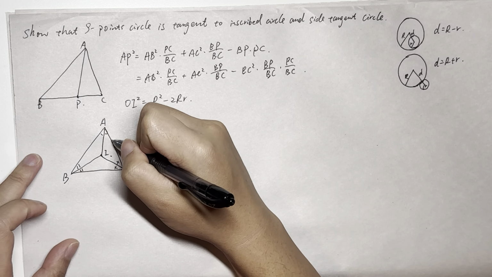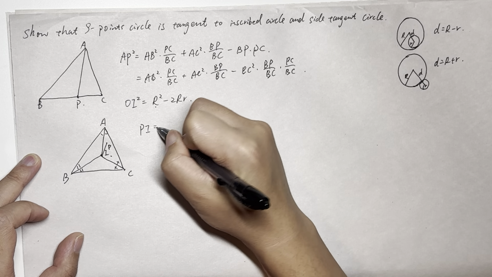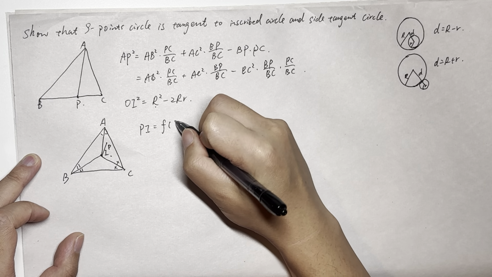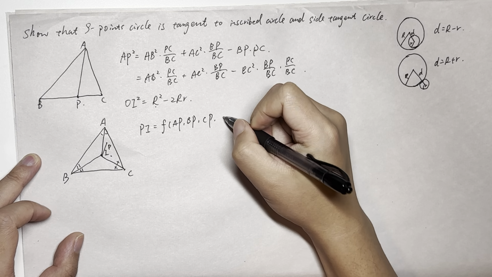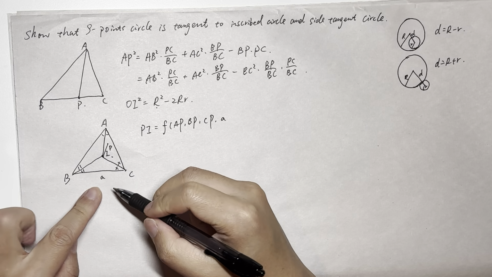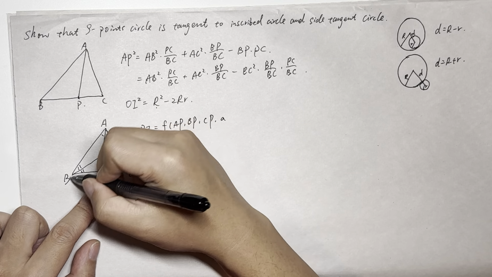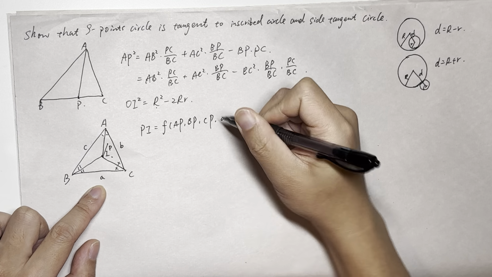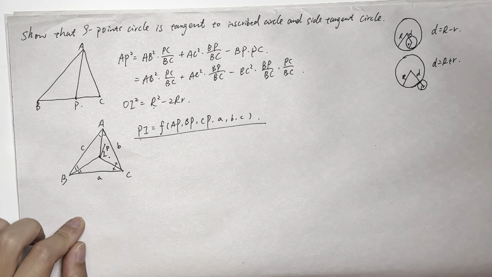So we want to find any point P to I, right? So we want to find PI as a function of AP, BP, CP, and of course the edge BC. So that's a, AC would be b, AB would be c, right? a, b, c. We want to find this function.